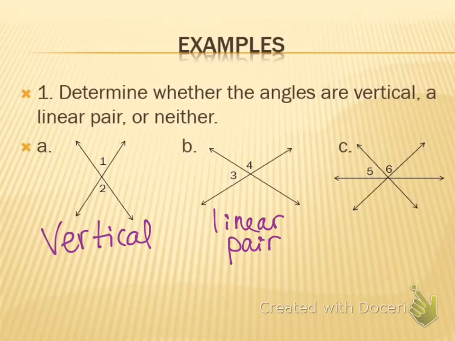Finally, on part C, Kara, what do you think? Neither. Very good. Okay, they're definitely not vertical because they are adjacent to each other. So they can't be vertical. If we are only focusing on those two angles, they do not make a straight line. Okay, so they're just some adjacent angles, nothing very special about them.